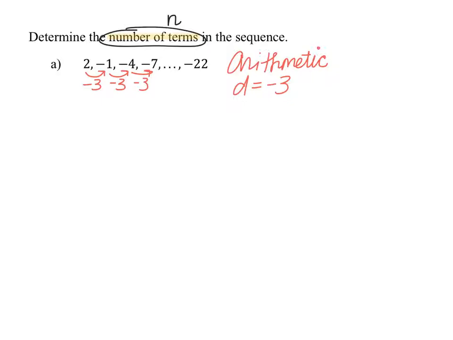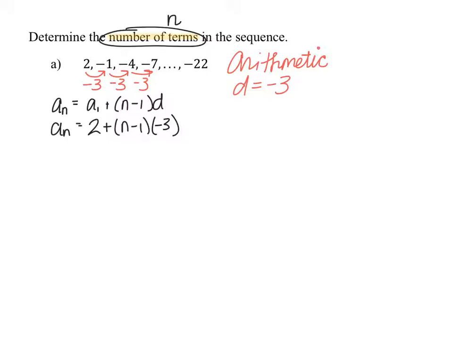So with the information we have right now, we can write a general formula for this sequence of numbers. We call it a general rule. a sub n is equal to the first term, which is a sub 1, plus n minus 1 times d. This formula was derived in a previous video, so we're just using it in this example. Our first term is 2, plus n minus 1 times d, and d is -3.